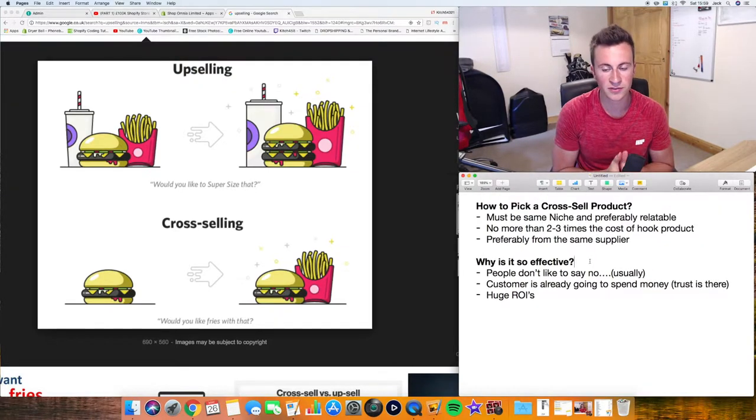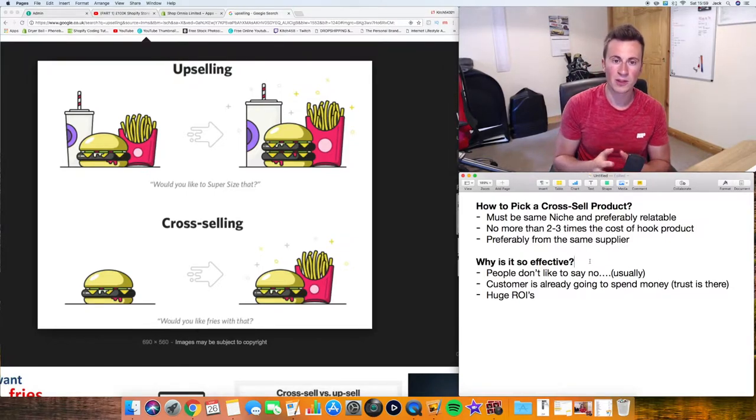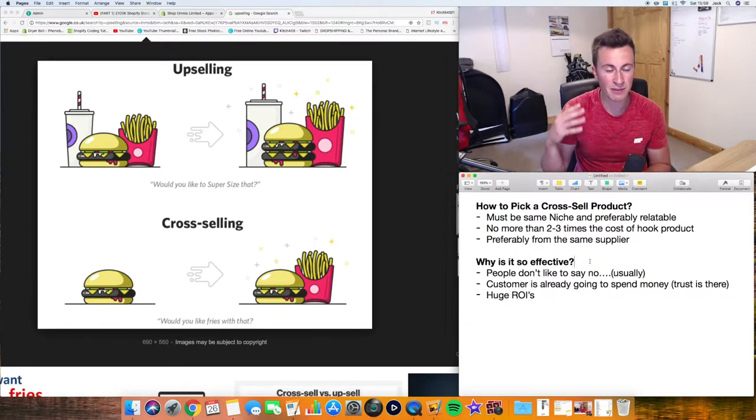Why is cross-selling so effective then? Point 1, people don't like to say no usually. This kind of goes hand in hand with point 2 actually, which is the customer is already going to spend money, the trust is there. Whether people think about it or not, there's certain barriers in their mind that they have to overcome and satisfy themselves before they're going to spend money with you. And once they have overcome those barriers, then trying to sell them something on top or get them to spend that little bit more is going to be easy.